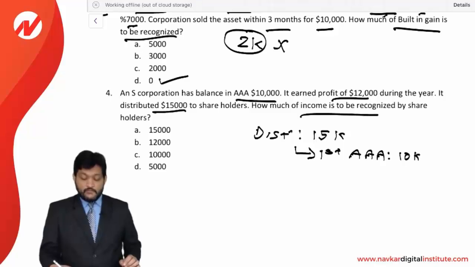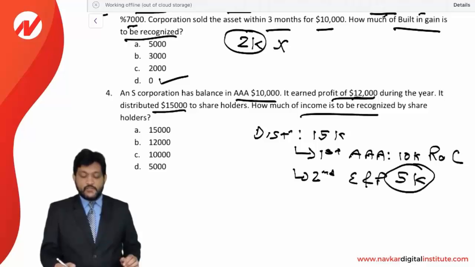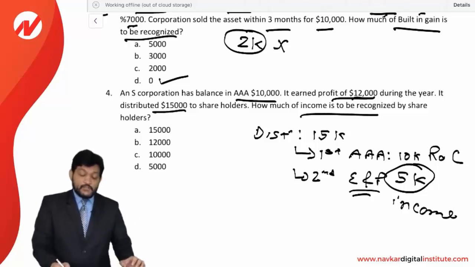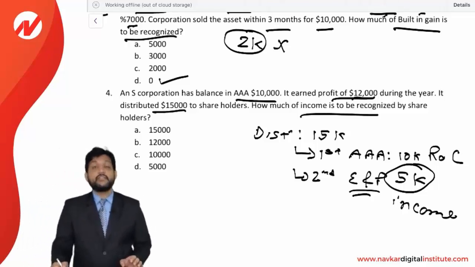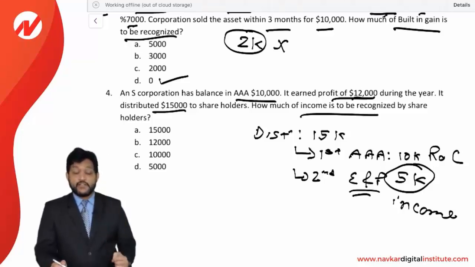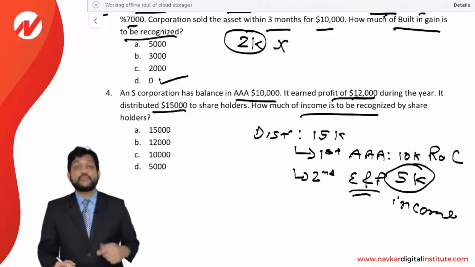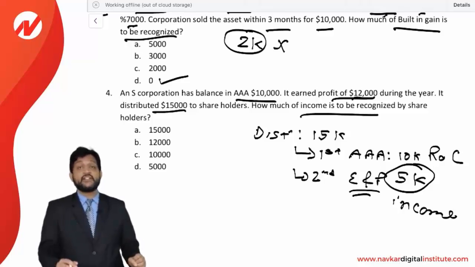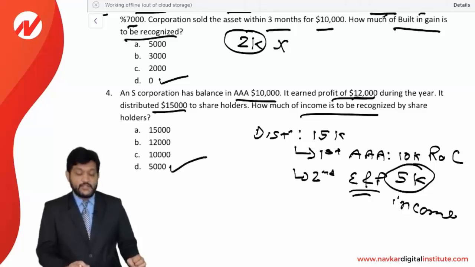and the AAA balance is 10,000, which is called return of capital, which will reduce the basis. And the second distribution is to be assumed from earnings and profits. Earnings and profits is 12,000, but now the distribution will remain only 5,000. So this 5,000 of distribution will be from earnings and profits, which is to be recognized as income. See, the first 10,000 will be return of capital. It will reduce the basis of the shareholder, and the remaining 5,000 is from earnings and profits, which will be recognized as income. The question has been asked, how much income is to be recognized? Answer is 5,000. That's option D, the correct answer.